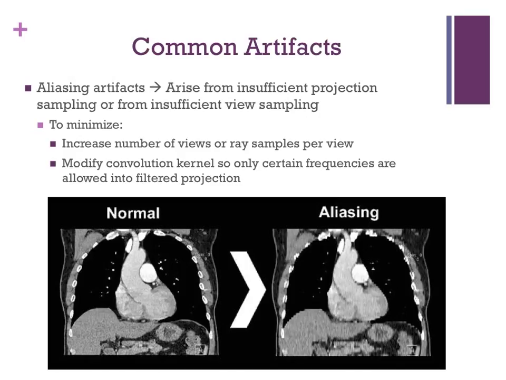Aliasing artifacts arise from insufficient projection sampling or from insufficient view sampling. To minimize these artifacts, the number of views or the number of ray samples per view can be increased. Also, the convolution kernel can be modified so that only certain frequencies are allowed into the filtered projection. In this picture of the thorax, the aliasing artifact is seen when the slice thickness is increased from 1 millimeter on the left side to the right side. And you can actually see the aliasing artifact right here.